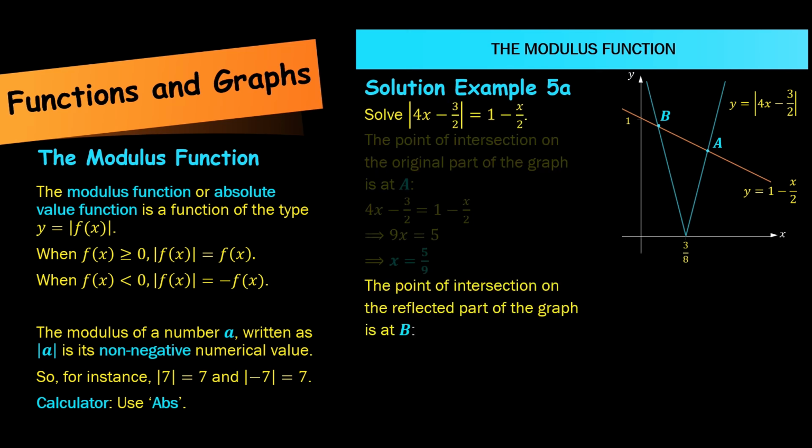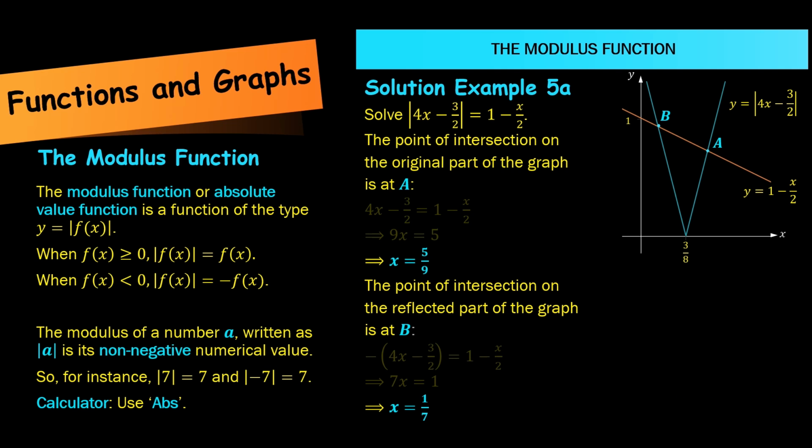The point of intersection on the reflected part of the graph is at B. Therefore we have here minus 4x minus 3/2 equals 1 minus x over 2. And solving for x gives us that x equals 1/7. And therefore we have two solutions, x equals 5/9 and x equals 1/7.